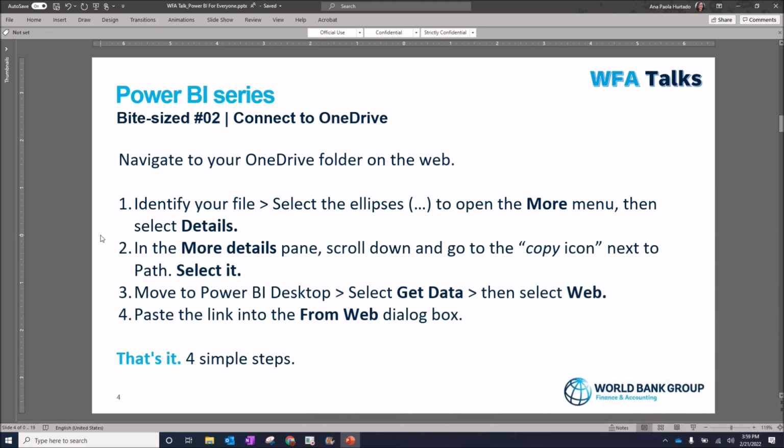We're going to learn how to connect a file that is saved in a OneDrive folder. First, you need to navigate to your OneDrive folder on the web. You need to identify your data source or your file to connect to Power BI Desktop. I'm going to show you how to navigate to the copy icon on the web, and we're going to select that link and then we'll move to Power BI Desktop to connect the data.